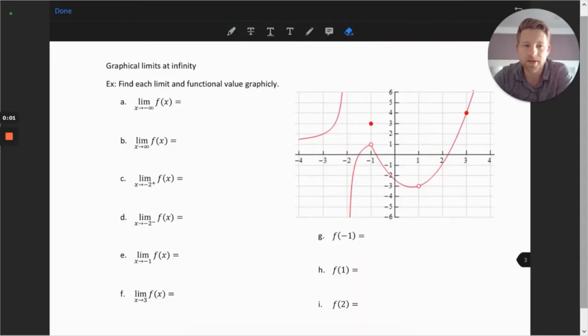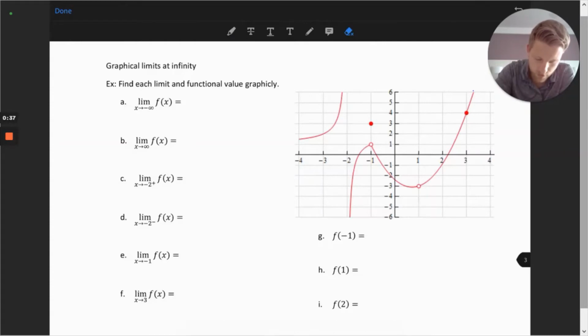Welcome back, everyone. In this video, we'll take a look at a collection of graphical limits at infinity. So the first one we will take a look at here is part A, the limit as x goes to negative infinity of our f of x function pictured on the right. Another way we can think about this is really what is the left-hand end behavior of our function. As x gets closer to negative infinity, what is our function behavior?